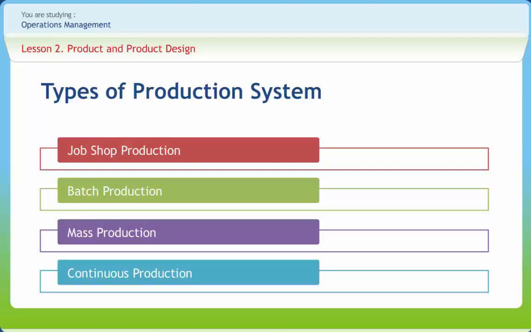Batch production is a form of manufacturing in which the job passes through the functional departments in lots or batches, and each lot may have a different routing. It is characterized by the manufacture of a limited number of products produced at regular intervals and stocked awaiting sales.